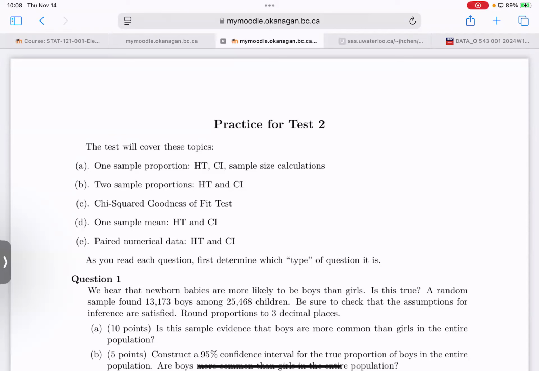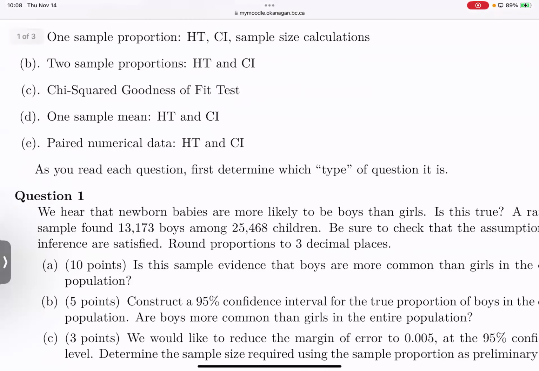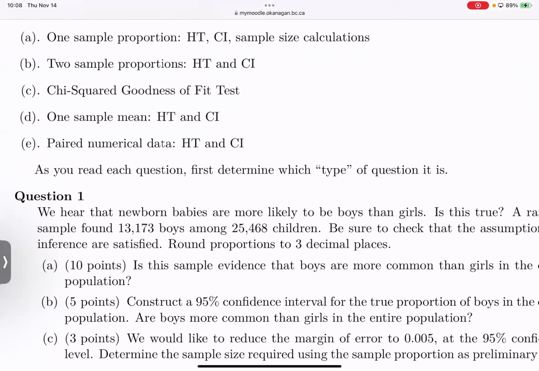Okay? And so what I want you to do is, as you read each type of question, I want you to figure out what type of question it is, right? What's the header on your formula sheet that you're going to be looking at?